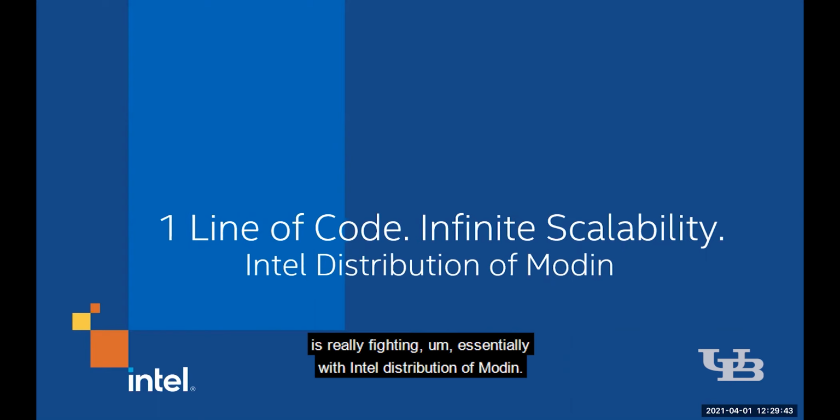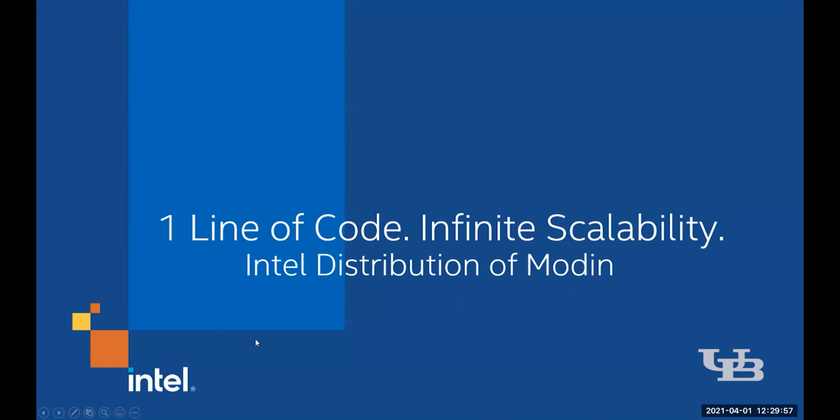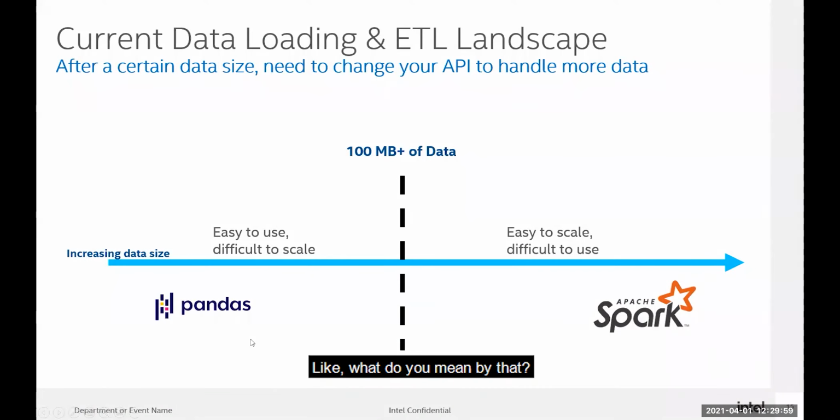Okay, moving on, we're now going to talk about Intel distribution of Modin, which is really exciting. Essentially, with Intel distribution of Modin, you simply change, not even add, change one line of your code, and you get infinite scalability with your Pandas data frames. Now, I know what you're thinking, like, what do you mean by that?